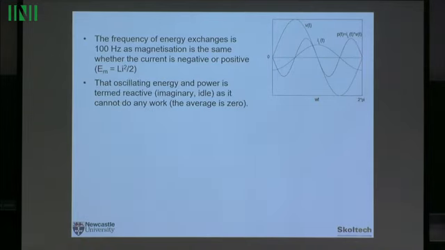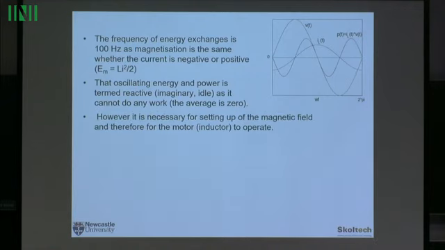So that oscillating energy is termed reactive, or imaginary, or idle. It's not idle because it's not needed, but it cannot do any work, because if you take the average over the cycle, it's 0. But you need it there because otherwise you wouldn't have a magnetic field, and basically the motor wouldn't work.